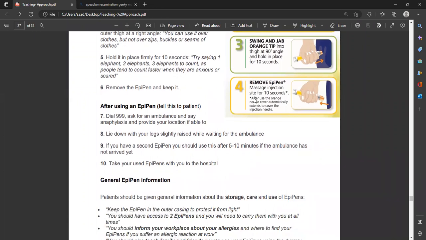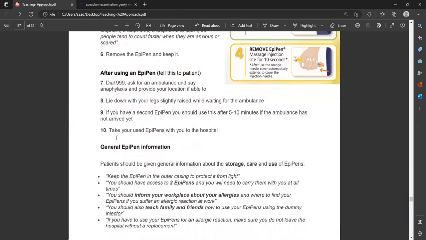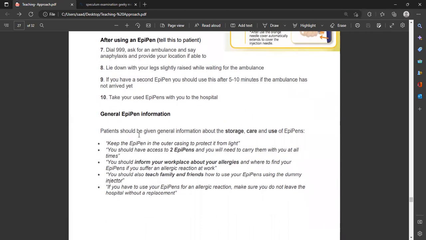Remove the EpiPen, and tell the student that patients with anaphylaxis usually have two EpiPens. So ask the patient that if the symptoms are not relieved, they can inject the second EpiPen after 5 to 10 minutes and call 999 for the ambulance, and lie down with their legs slightly raised while waiting for the ambulance. That's simple. And take your used or expired EpiPens with you to the hospital so that they can be replaced. There is a proper website for the EpiPens where you can check the expiry date as well. They document everything.